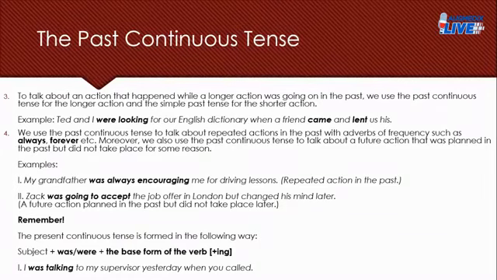Example: I was talking to my supervisor yesterday when you called.